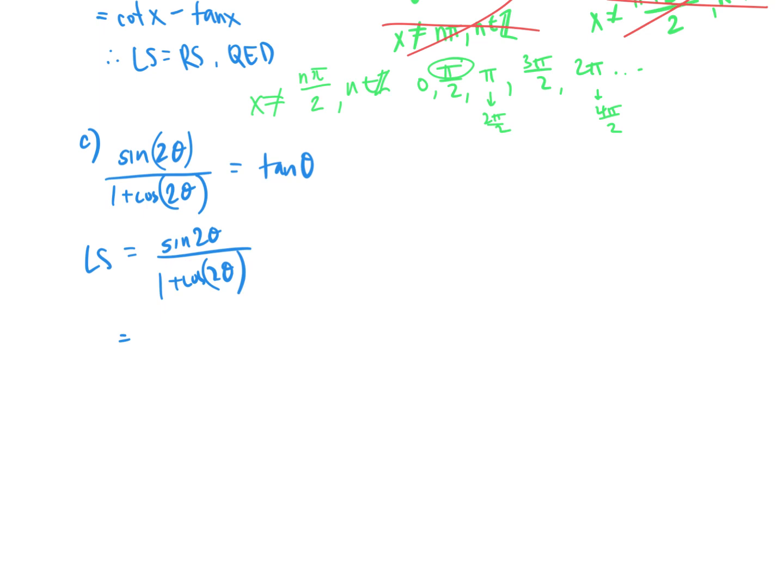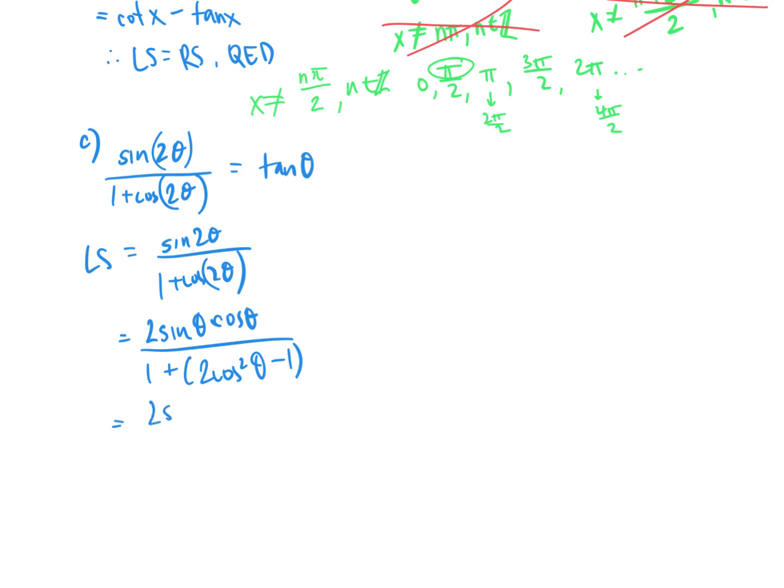And I'm going to replace sine 2 theta with 2 sine theta cos theta. And for the cos 2 theta, I'm going to replace it with the one just related to cos, because I'm hoping some things will cancel out so that I get tan. I also know that tan is sine over cos, so having just cos in the denominator might be helpful. That's my logic behind that choice.